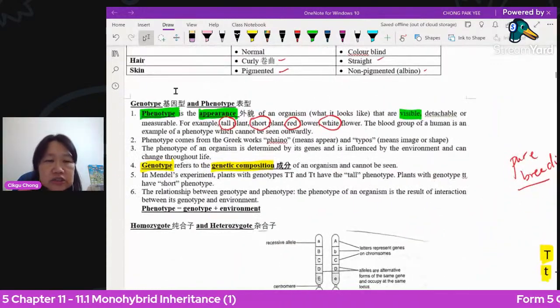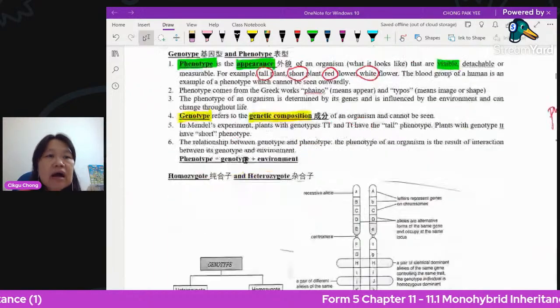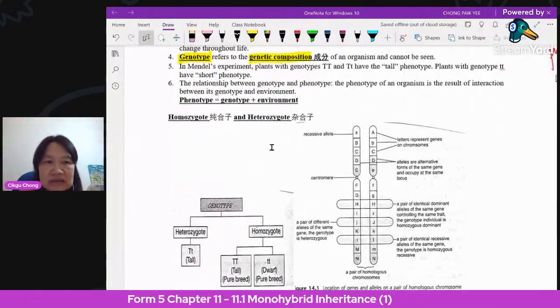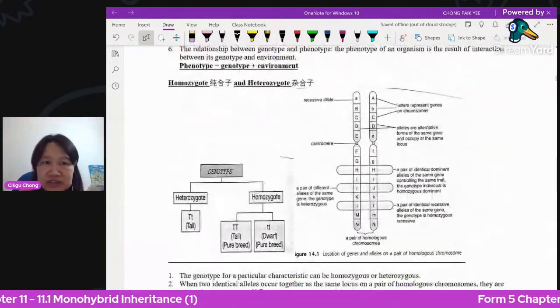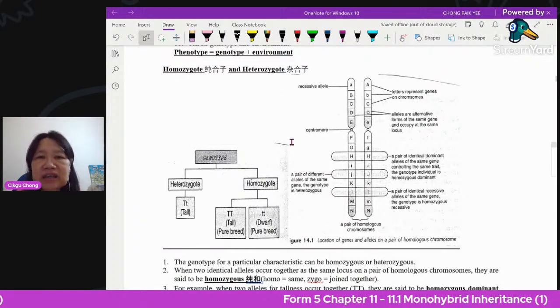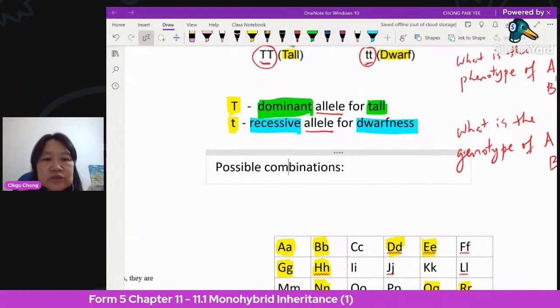So genotype and phenotype are done already. Next one, homozygote and heterozygote. This is the last pair of words that you need to learn. I know you've learned a lot of those already. Now, what does it mean by homozygote and heterozygote? Again, I don't want to confuse you. Look at this question.